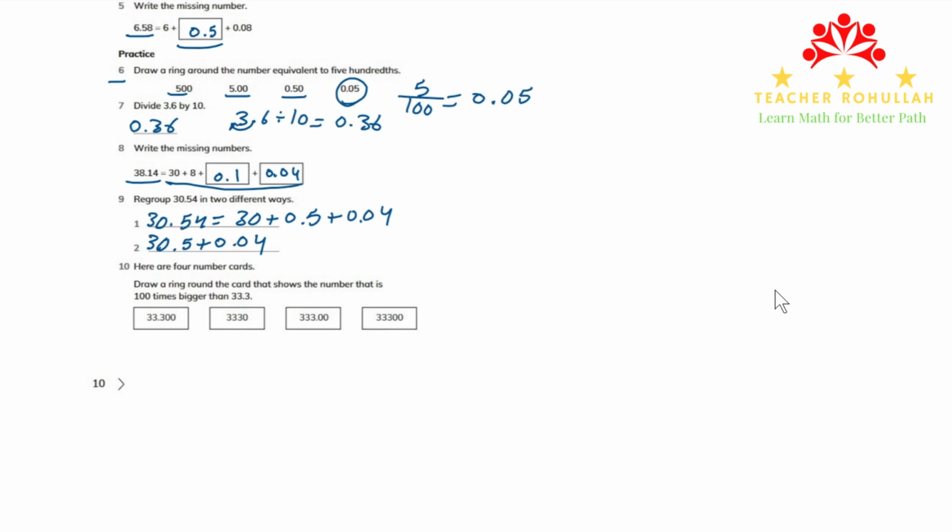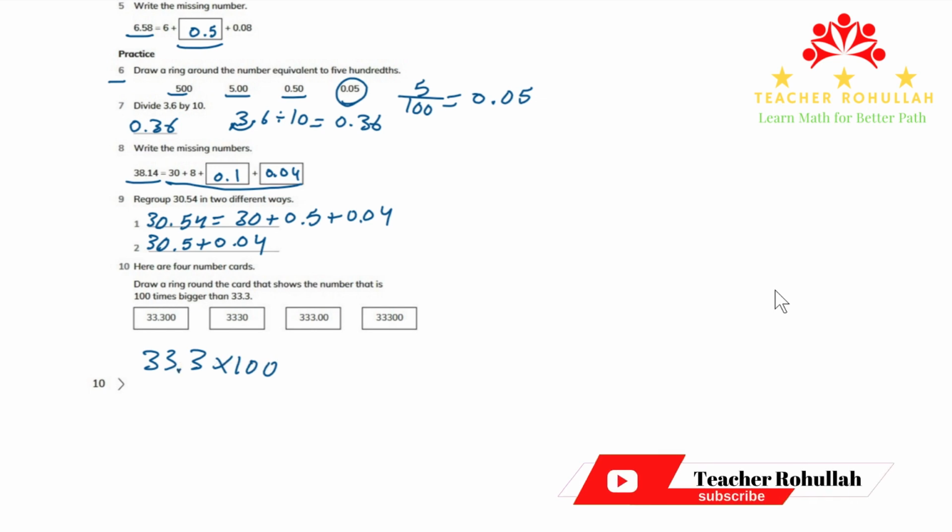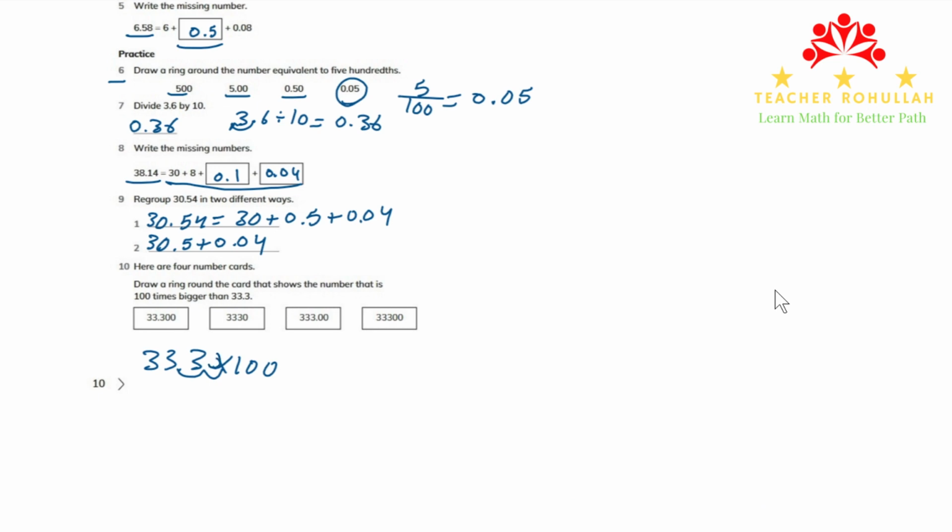Okay, question 10. In question 10, it says, here are 4 number cards. What does it ask us to do? It says, draw a ring around the card that shows the number that is 100 times bigger than 33.3. To find out which of these numbers is 100 times bigger than 33.3, we can just simply multiply 33.3 by 100. When we multiply, the decimal point moves 2 places to the right. And we give 1 0 here. So the answer that we get is 333.